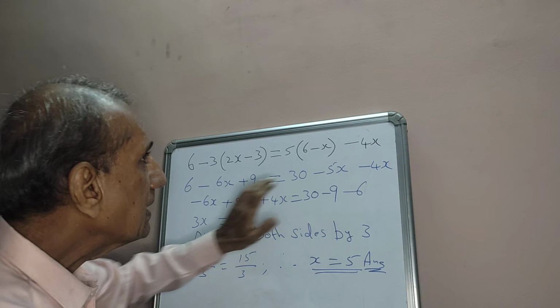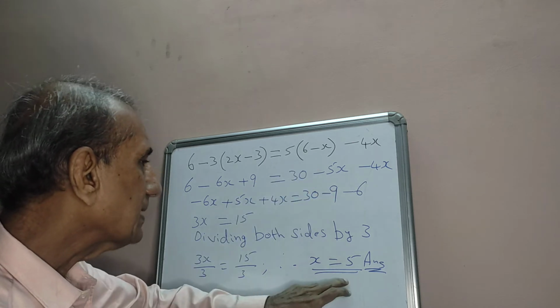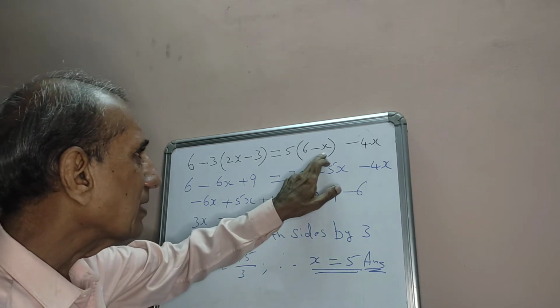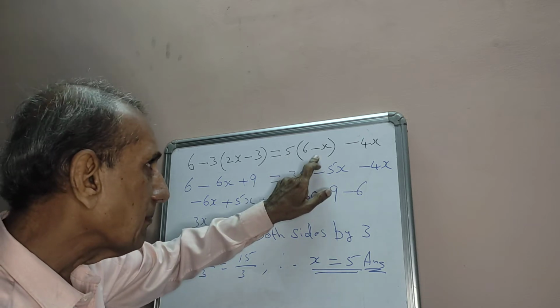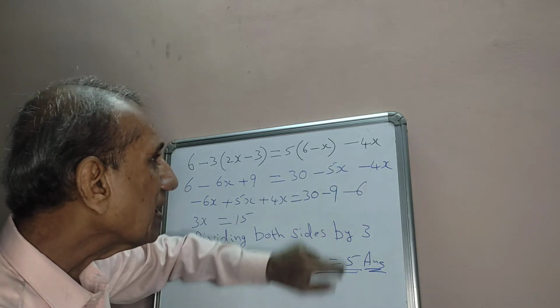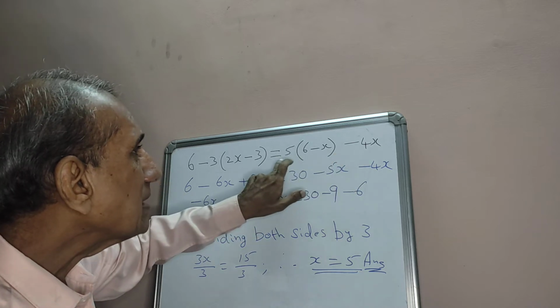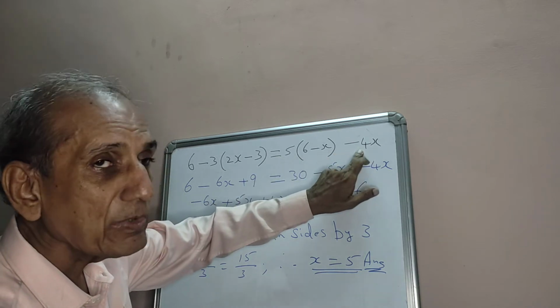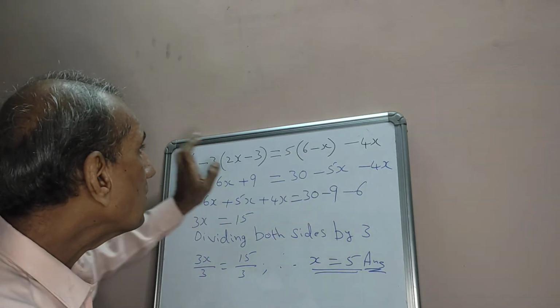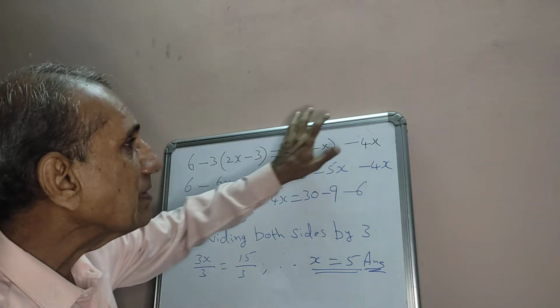Keep it aside. Come this side. Now x is equal to 5. So 6 minus 5 is 1. First the bracket part, 1 we get. So 5 into 1 is 5 again. Now x is 5. So 5 goes to 20. So plus 5 minus 20. Plus 5 and minus 20 is what? Again minus 15. So we got minus 15 over here and minus 15 over here.